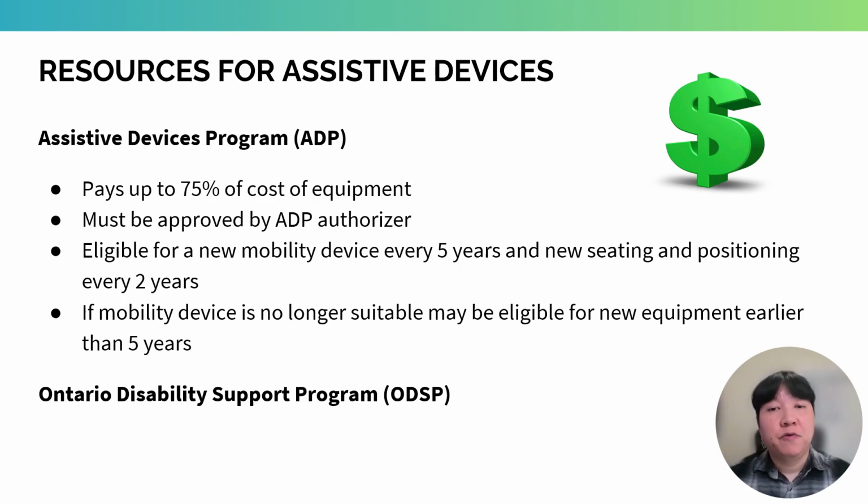Clients are eligible for a new mobility device under ADP every 5 years and every 2 years for new seating and positioning on their mobility device. If a client's mobility device is no longer suitable to the client, such as a significant change in their mobility status, then they may be eligible for new equipment earlier than 5 years. The Ontario Disability Support Program, or ODSP, is another program that can assist eligible clients with funding assistive devices.